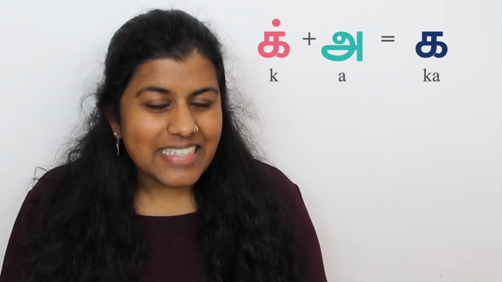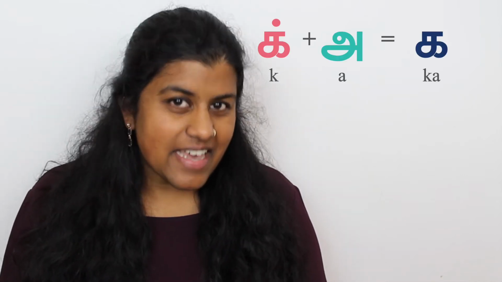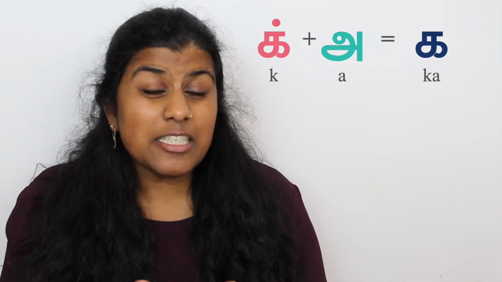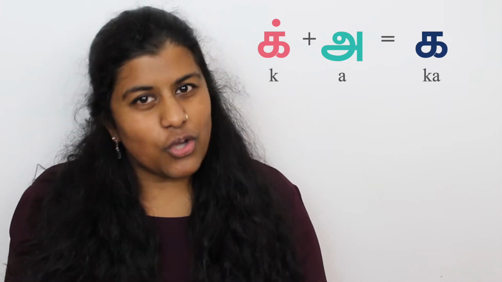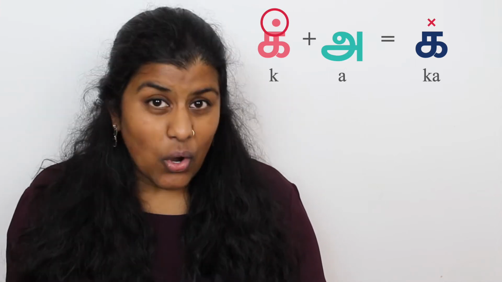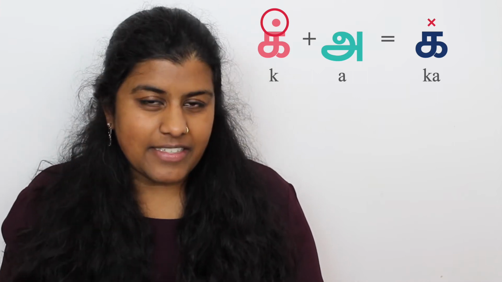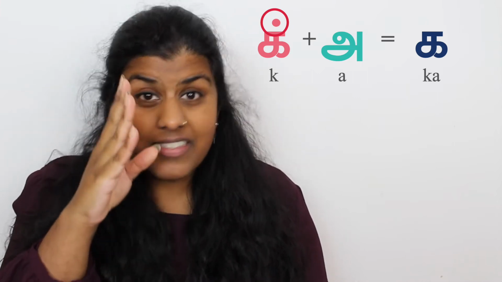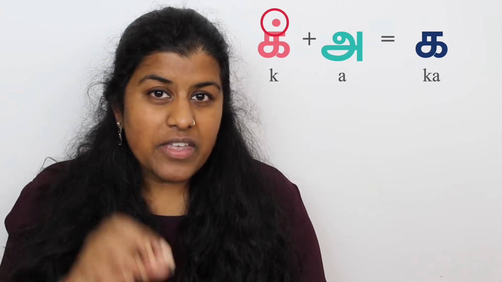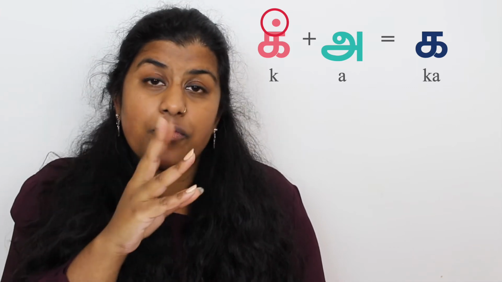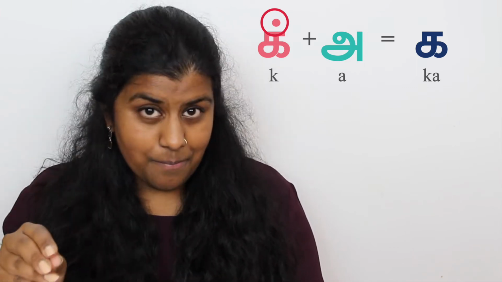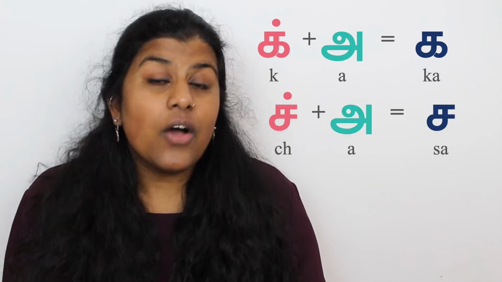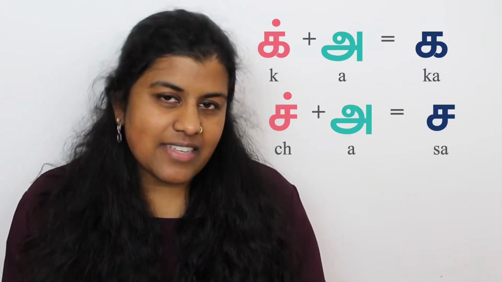So the first one is ik and a. So as you can see here, it's ik. So ka is basically ik minus the dot. So when you take away the dot, it makes the first compound letter, ka. So this is the same rule for all the other consonants as well. If you want to make a compound letter of the consonant plus a, all you have to do is remove the dot on top.